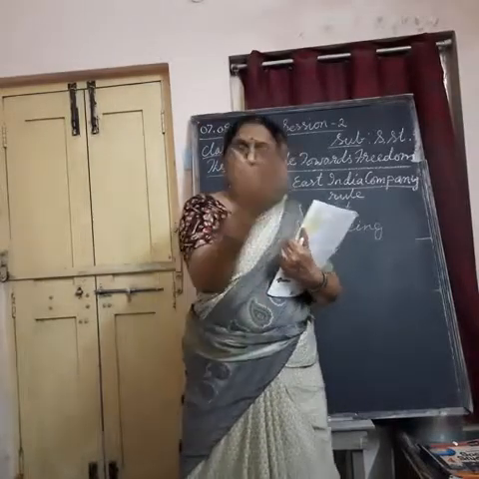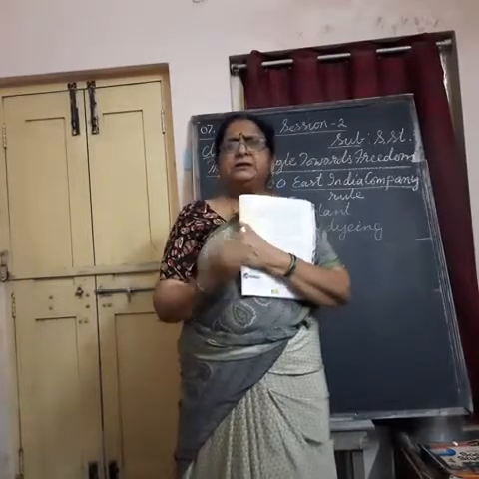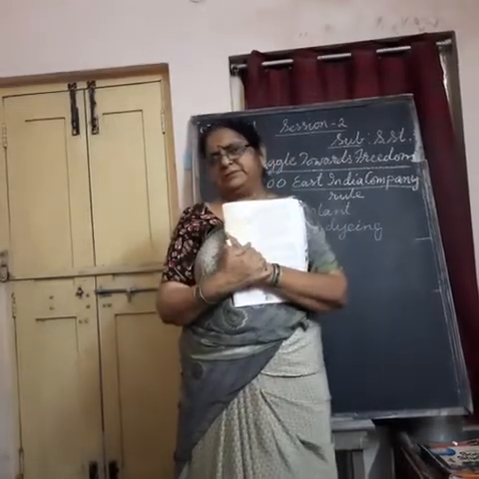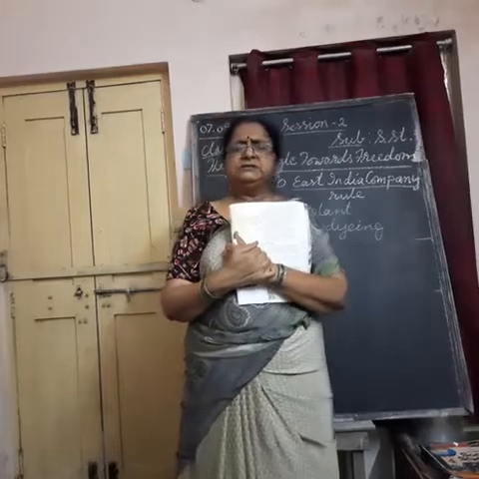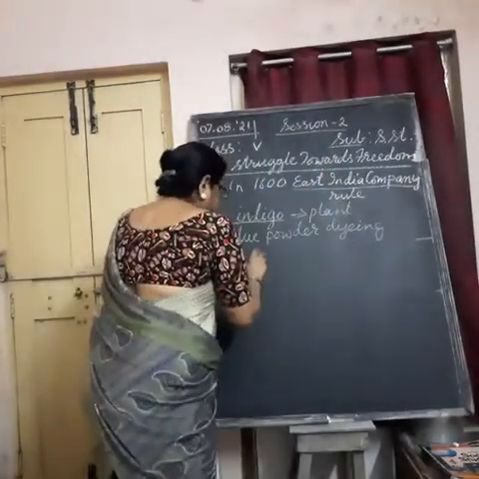And not only this, they made unjust laws. What does that mean? They made one rule called the doctrine of lapse.